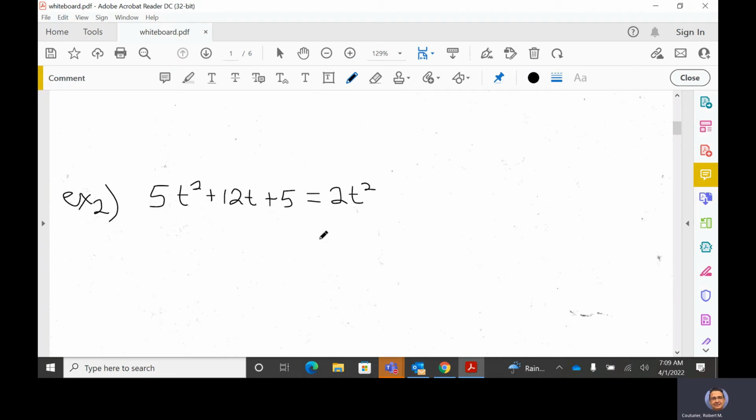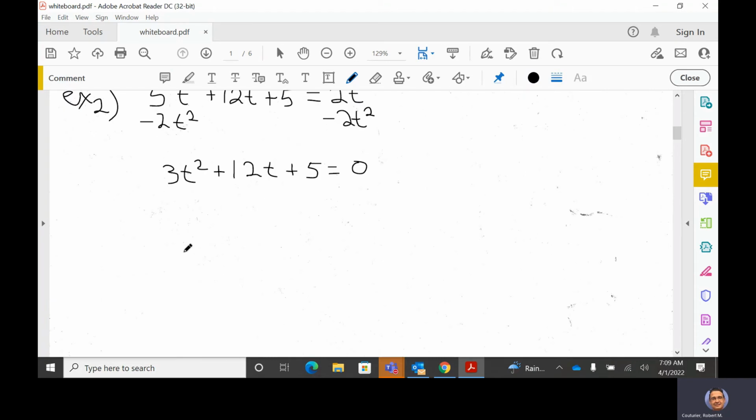Again, look at this one. Same thing, not in standard form. We have to subtract 2 T squared. And then we copy everything else down. And it's set equal to 0. Now it's in standard form. Now we can write our equation.